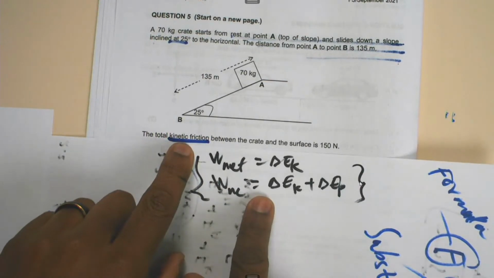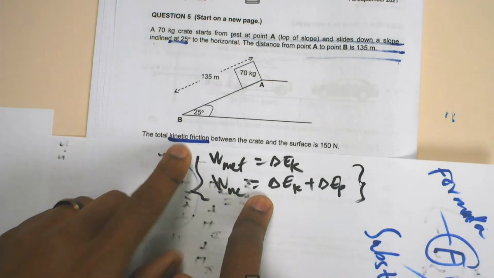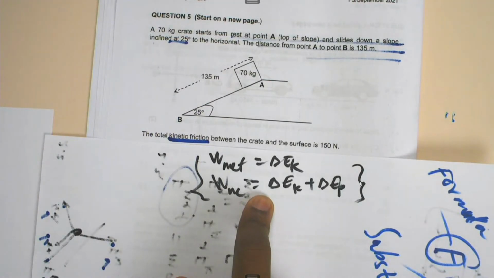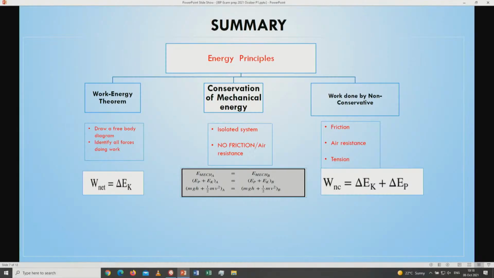In terms of applying the energy principles, if kinetic energy is there, it means conservation of mechanical energy will not work. Hence the emphasis on when to use the conservation of mechanical energy as well as other principles. Even without looking at the question itself, if I am going to use the work energy theorem, I am expected to draw a free body diagram and identify the forces that are doing work.